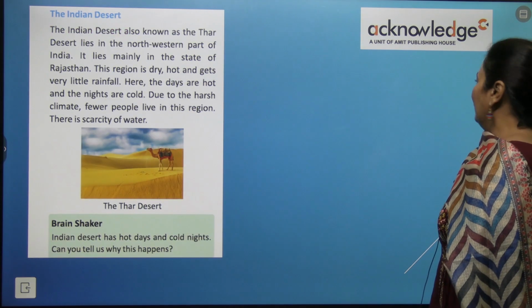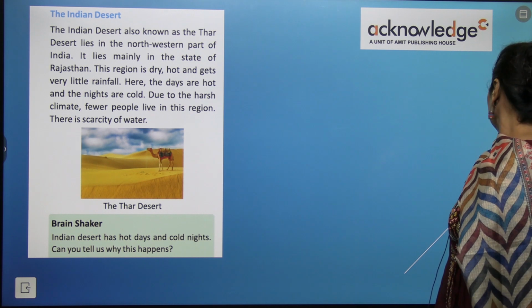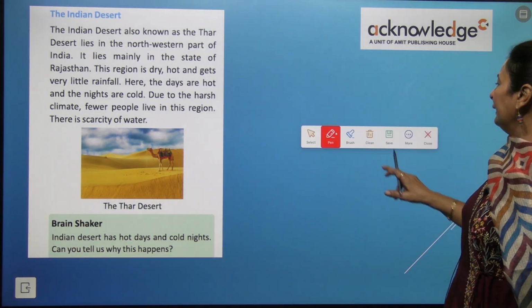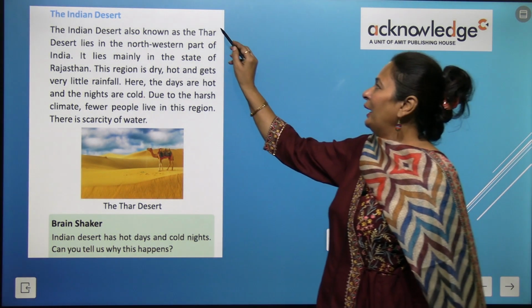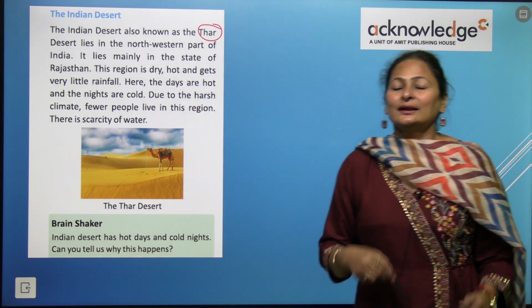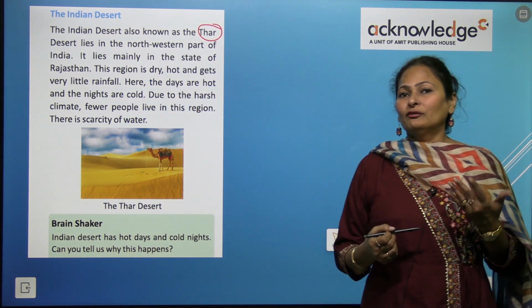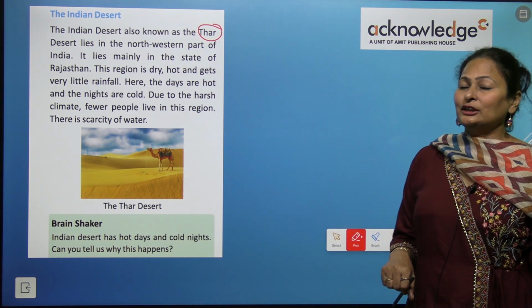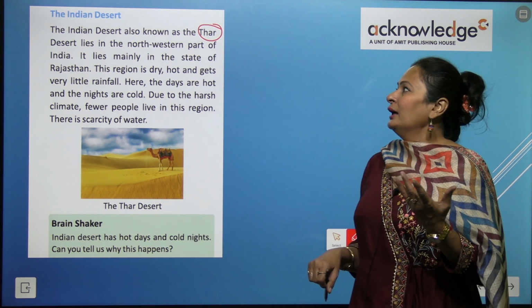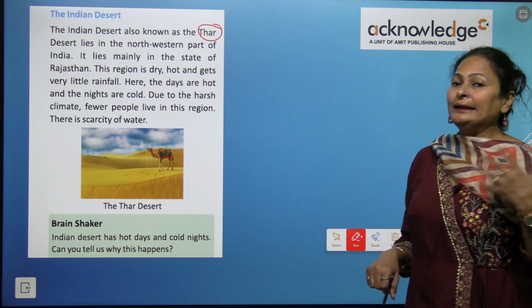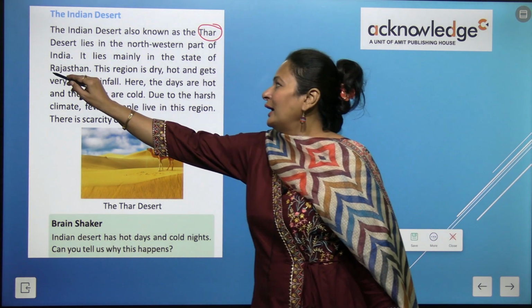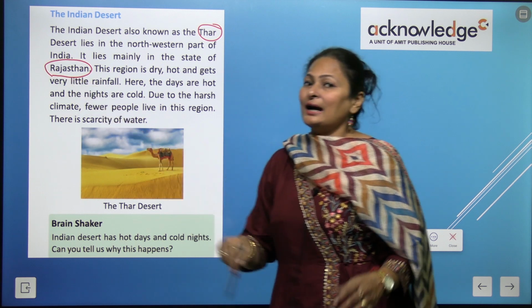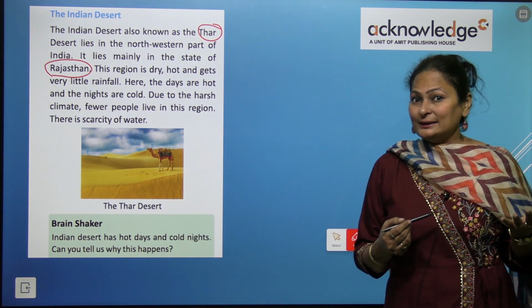Now next geographical feature is Indian desert. Indian desert is also known as the Thar desert. It lies in the northwestern part of India, mainly the state of Rajasthan. Rajasthan has the Thar desert.